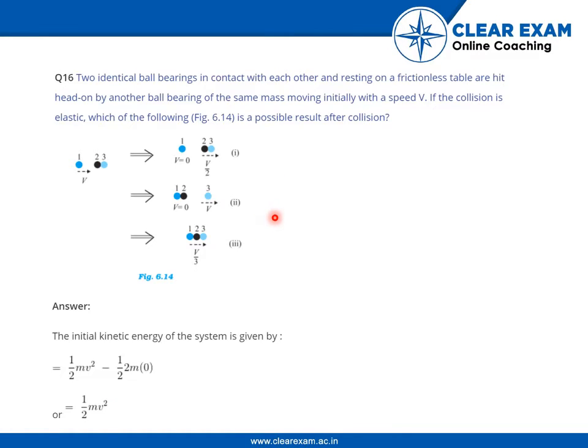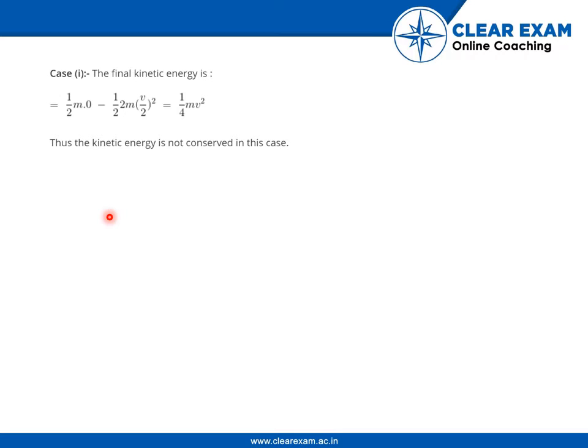The initial kinetic energy of the system is given by half mv squared plus half 2m into 0, which equals half mv squared. So the final kinetic energy is half into m into 0 plus half into 2m into (v by 2) squared, which gives us 1 by 4 mv squared. Thus the kinetic energy is not conserved in this case.